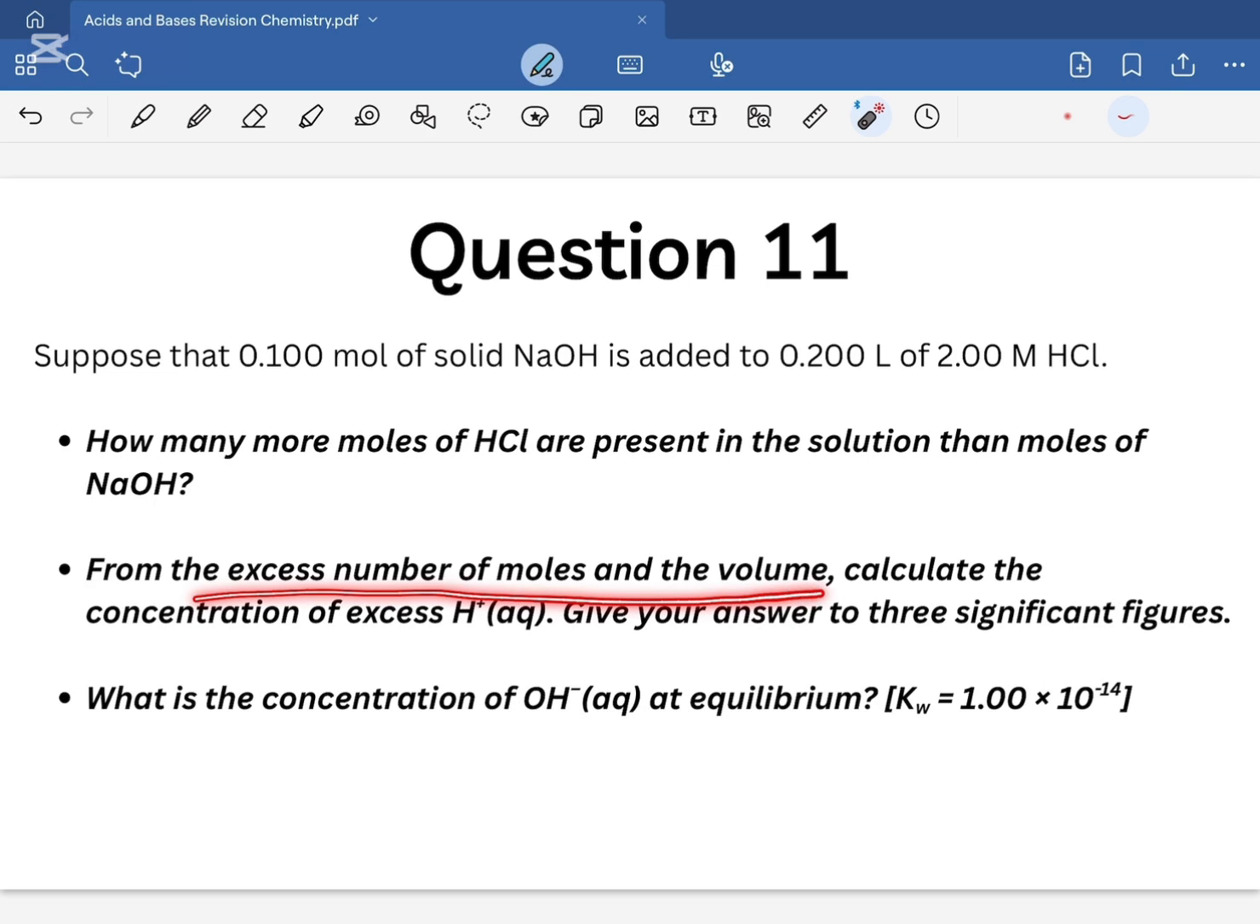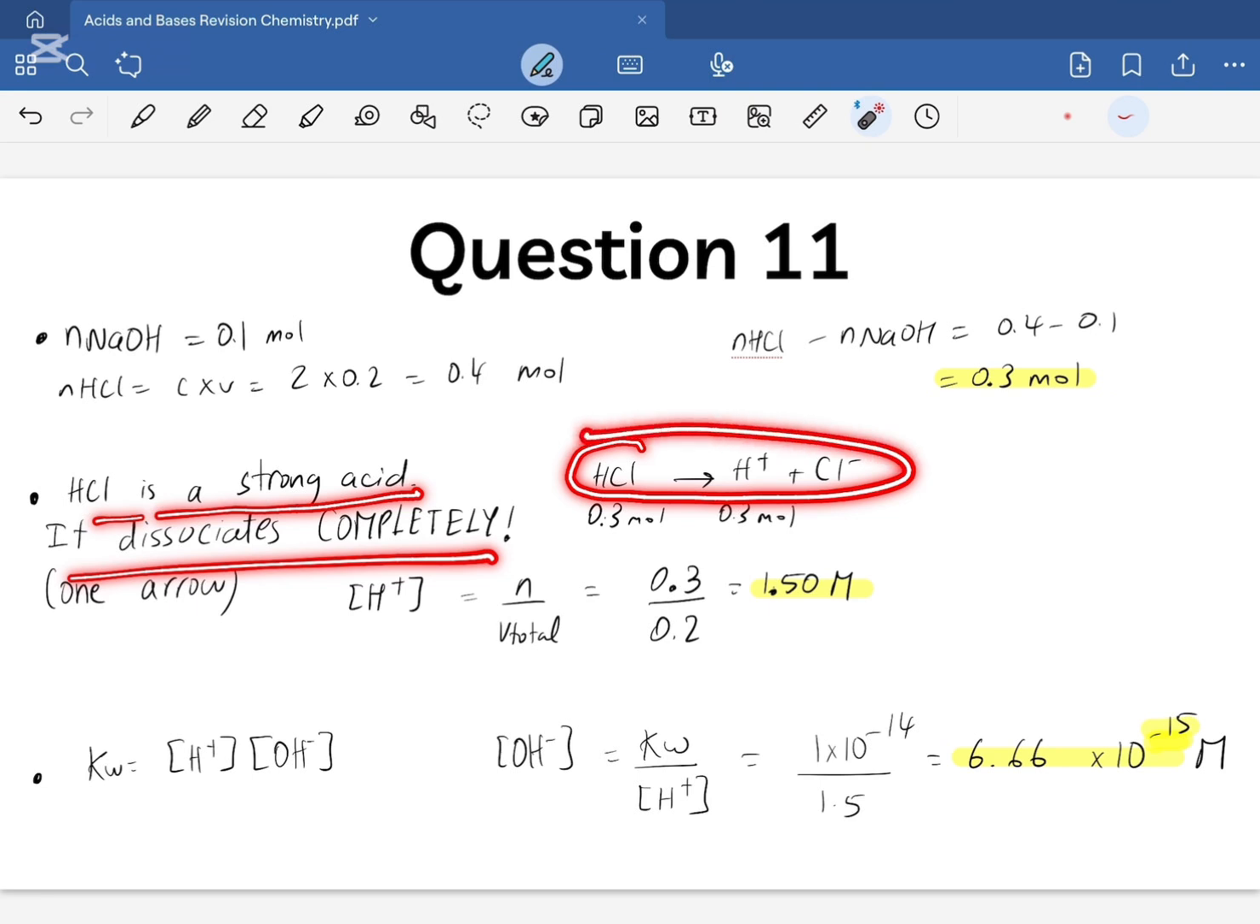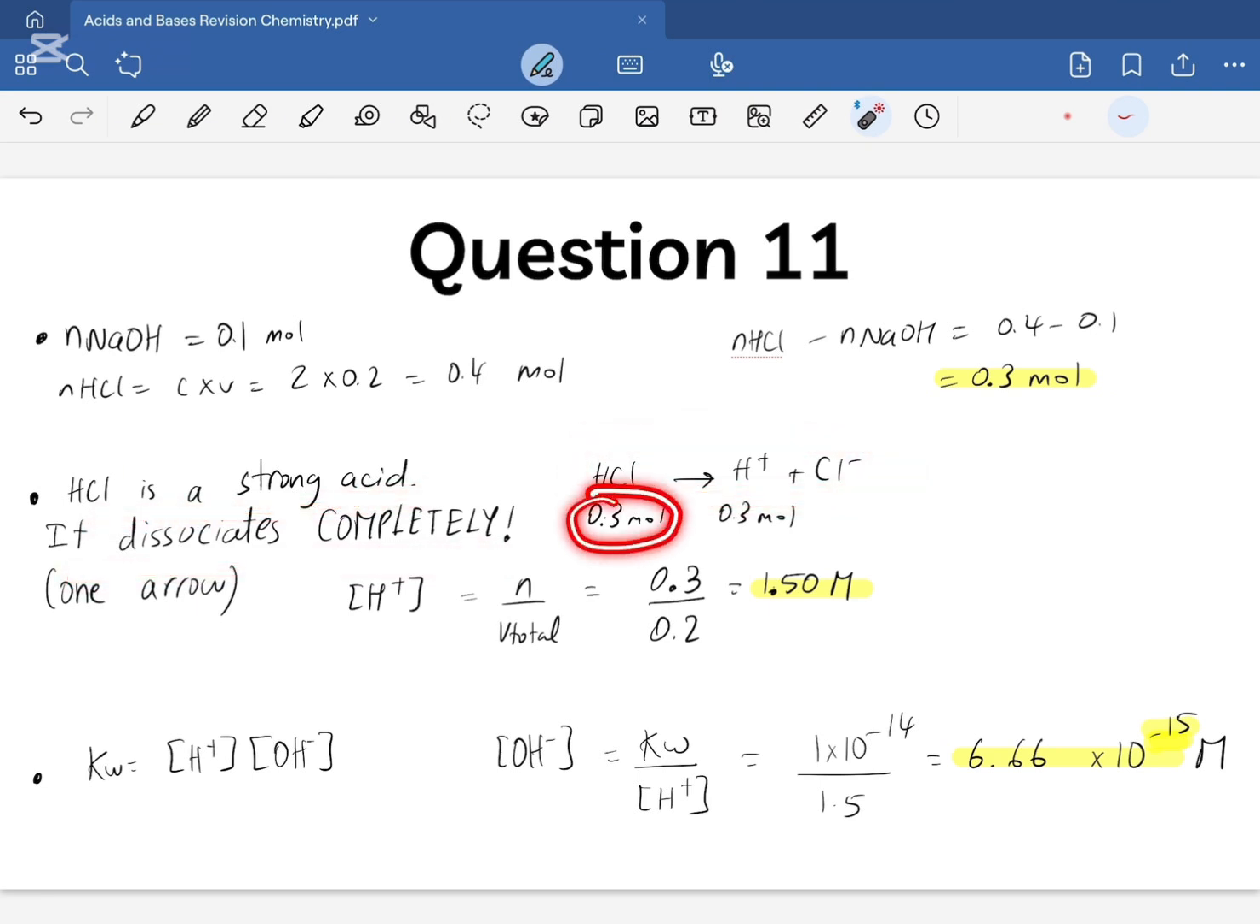From the excess number of moles and the volume, calculate the concentration of excess H+, and we need to give our answer to three significant figures. So HCl, first of all, is a strong acid. It dissociates completely. So we can write the equation this way, as the moles of HCl will be equal to the moles of H+, which is 0.3. Then I'm going to use this formula, which is the concentration of H+ is equal to the number of moles over V total. The number of moles will be 0.3 and the V total is 0.2, and we're going to get the answer 1.50. This is to three significant figures.